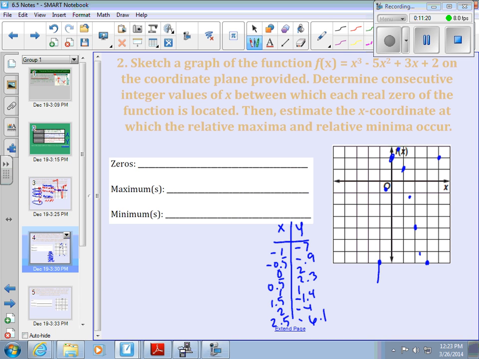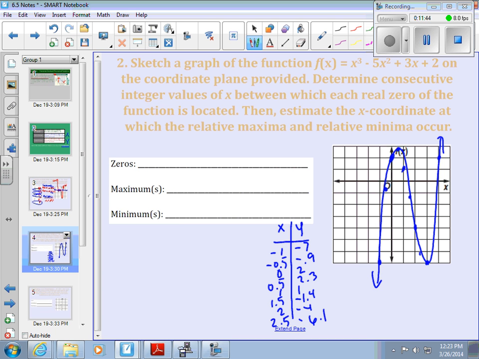So if we connect those, there's approximately what our graph looks like. All right, so they want us to find what are the zeros and what are the maximum and minimum points. Now, you can do this by estimating, or we'll show you how you can get it. So first, let's start with the zeros. Where are the zeros on this one?